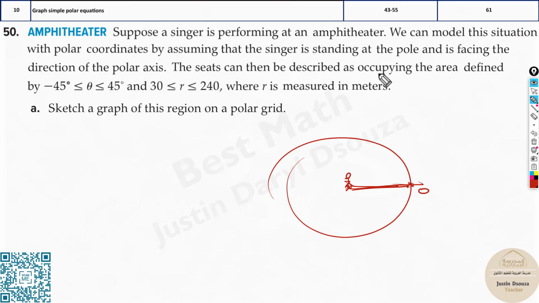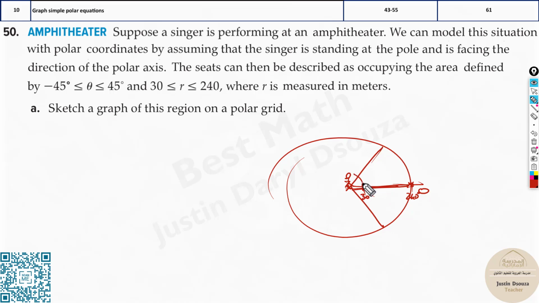The seats can be described as occupying the area defined by negative 45 degrees, so somewhere over here, to positive 45. So all this region, there are seats. And look over here, the radius is from 30 to 240. Imagine this was 240 degrees. It's not from 0, it's from 30. It's somewhere over here. Is that clear?